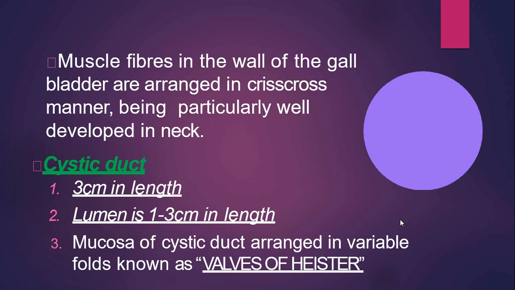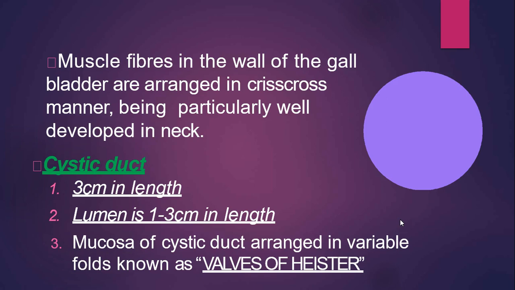The muscle fibers in the wall of the gallbladder are arranged in a crisscross manner, especially at the neck, and that gives the appearance of a sphincter. There is no definite sphincter, but it gives the appearance of a sphincter.